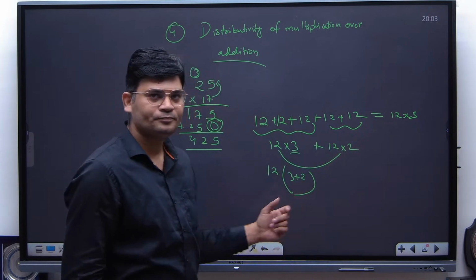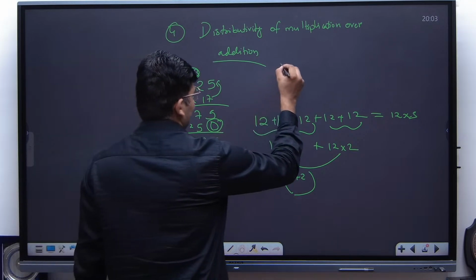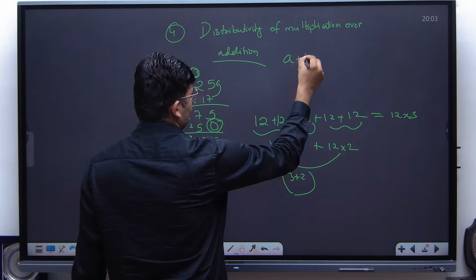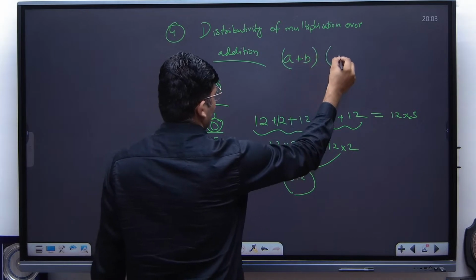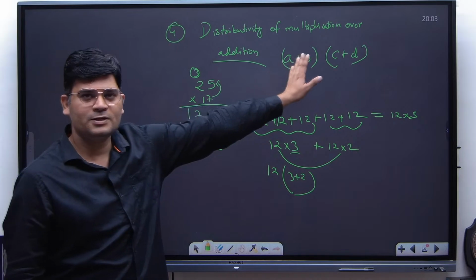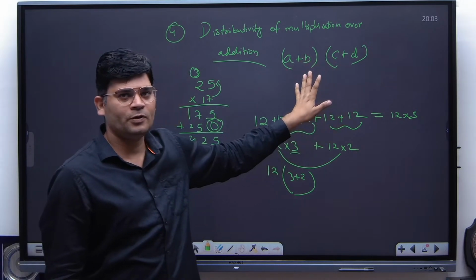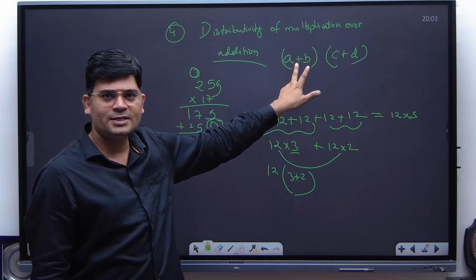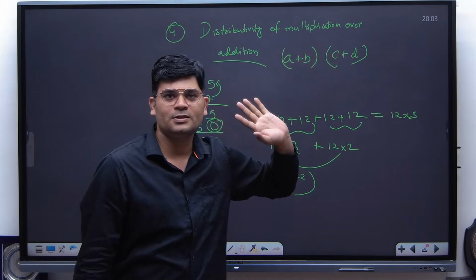Are you getting it? So it is written like this generally: (a + b) × (c + d). There are 4 algebraic variables. Please, if you are getting confused, let me know. I am writing 2 numbers as a + b and 2 numbers as c + d.